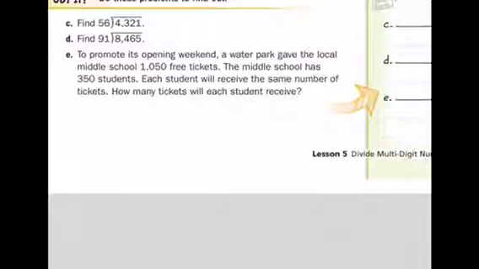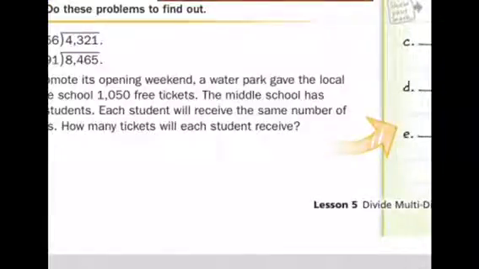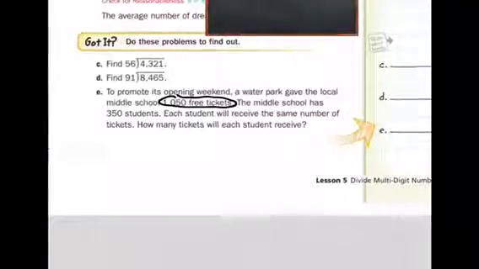Okay, so we're going to work on just E. Don't worry about C and D for now. So for problem E, here's what we're going to do. I'm going to read it first. It says, to promote its opening weekend, a water park gave the local middle school 1,050 free tickets. The middle school has 350 students. Each student will receive the same number of tickets. How many tickets will each student receive? So we have to figure out how many tickets each student will get.